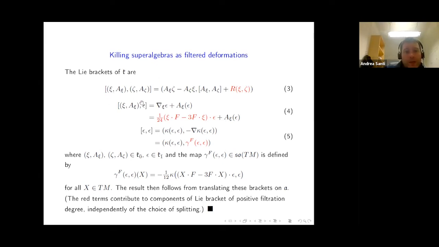So the brackets between the even part are exactly as before. If I take Killing vector fields thought of as a parallel section of the even part of my bundle, acting on epsilon, remember this is the Kosmann derivative, which was defined as Levi-Civita plus the spinorial action of the endomorphism X c. And Levi-Civita, I can substitute with this red term here because epsilon is a Killing spinor.